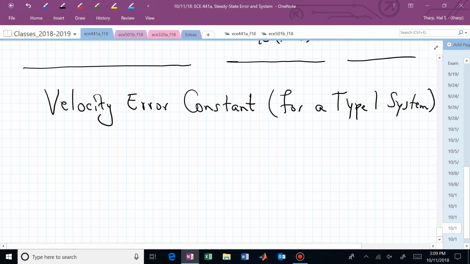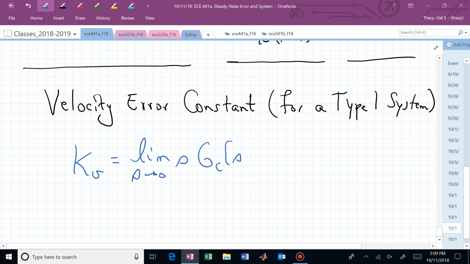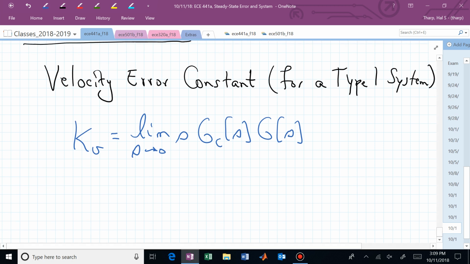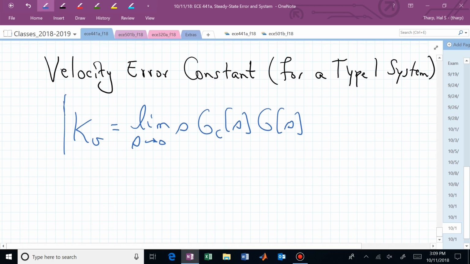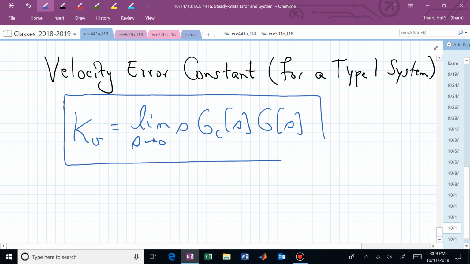In this case, the velocity error constant is defined by k sub v as the limit as s goes to 0 of s times, and now let's assume that we've parameterized our forward path to consist of a controller g sub c and a plant g. That's now the generic formula for the velocity error constant.